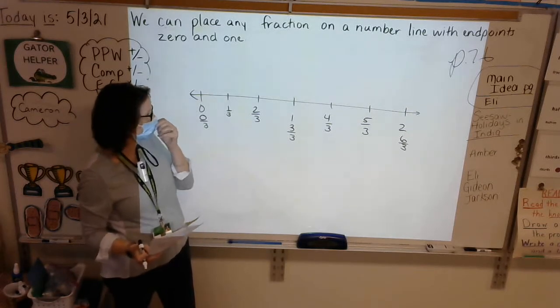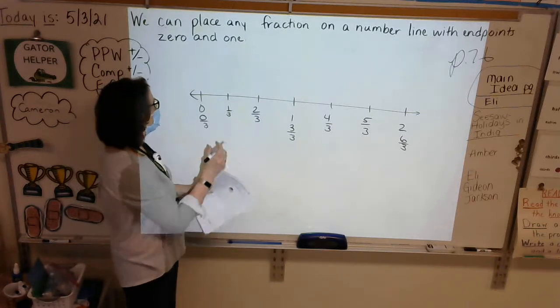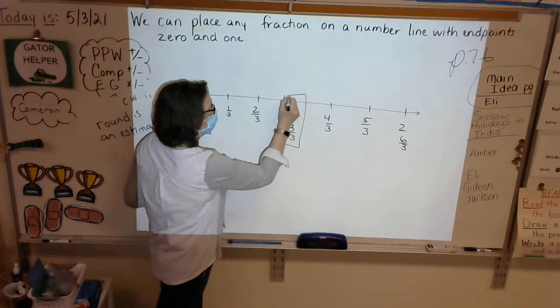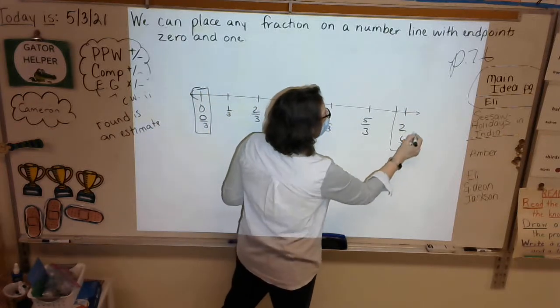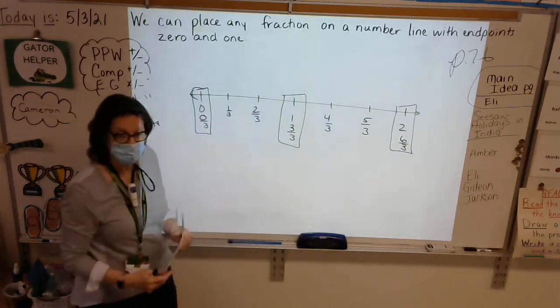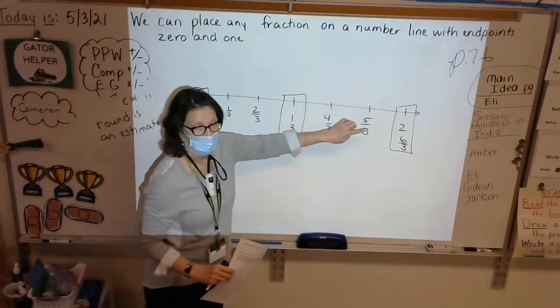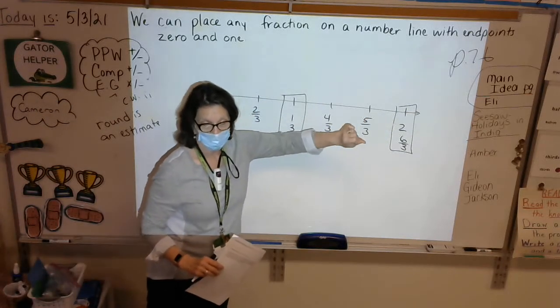Okay, boys and girls, very good. Remember that these fractions here, we usually box them because they're special fractions. They are called whole number fractions. Why? Because they represent the whole numbers 0, 1, and 2. So they're whole number fractions.